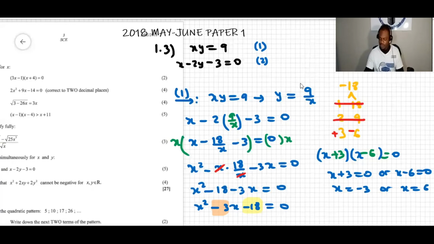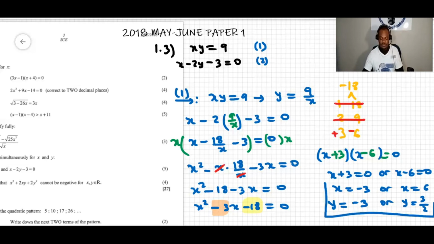So we can find y. If you substitute negative 3 there, y will also be negative 3. Or if you substitute the value of 6 over here, 9 over 6 will be 3 over 2. So y will be equal to 3 over 2. So when x is negative 3, y is negative 3, and when x is 6, y will be 3 over 2. These are the solutions of the simultaneous equation. Okay, thank you.